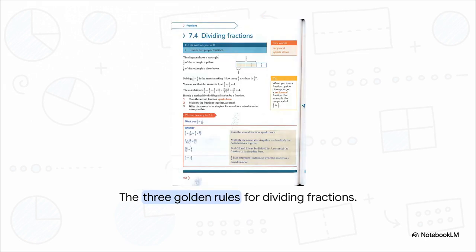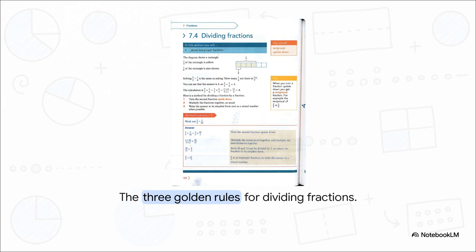So the crucial point is really these three golden rules for dividing fractions. Rule 1, find the reciprocal of that second fraction. So 1/6 simply becomes 6/1. Rule 2, change the division sign to a multiplication sign and just multiply straight across. 2 times 6 is 12, and 3 times 1 is 3, which gives us 12/3. And finally, Rule 3, simplify. 12 divided by 3 is exactly 4. So just remember, flip the second fraction, multiply, and simplify.